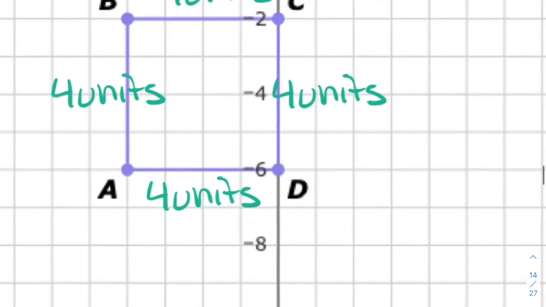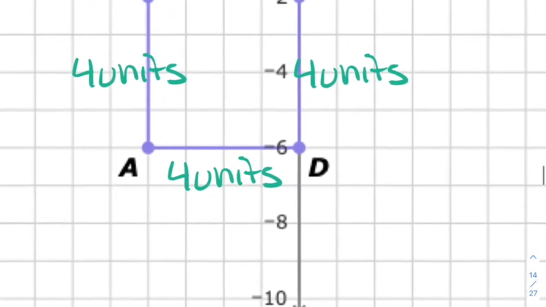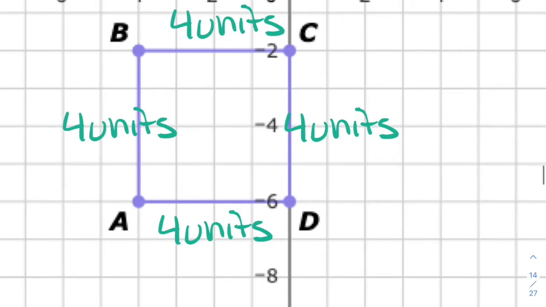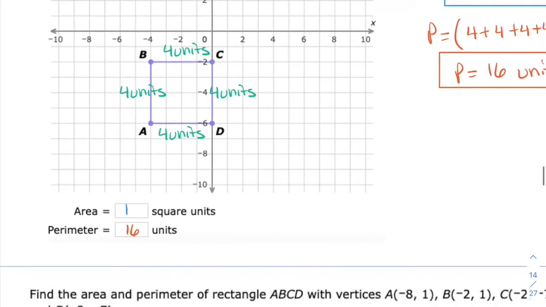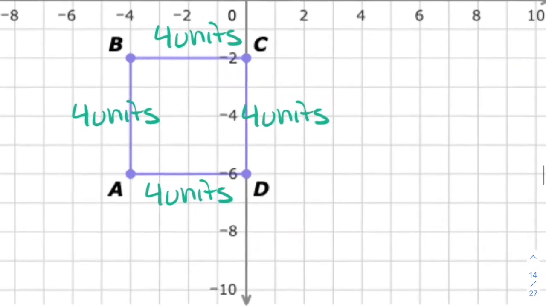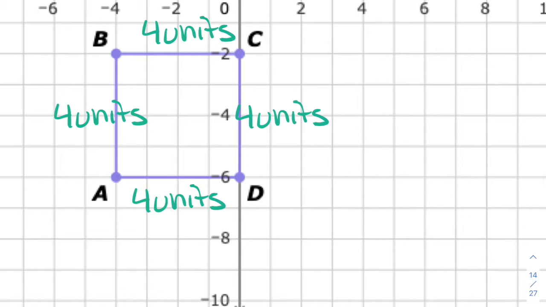Square units means the amount of blocks, like this, check, check, check, check, and so on, versus the length, which would be if I counted 1, 1, 1, 1, 1, 1, and so on.